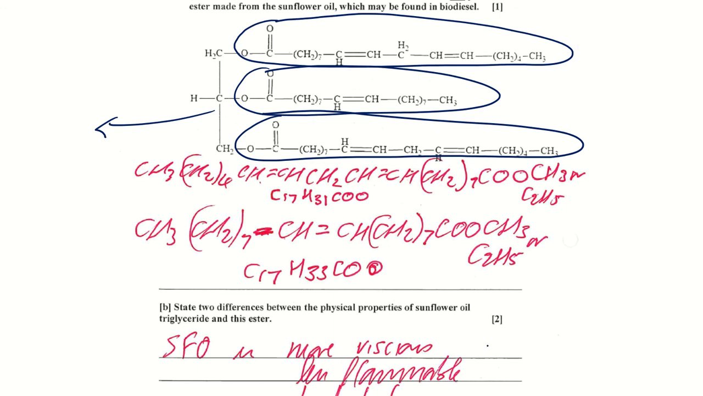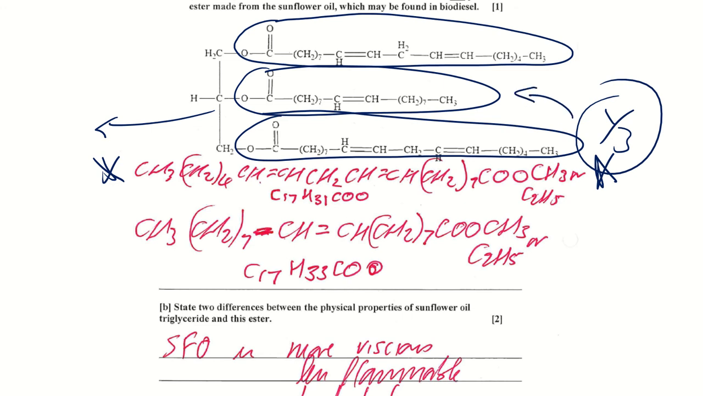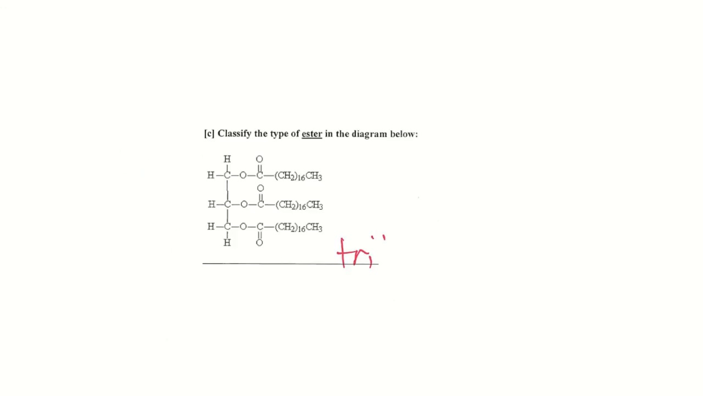It's going to be much more flammable because they're smaller, they're more volatile, they're easier to turn into gas and combust, and the ester is going to have a much lower boiling point and melting point. I think a lot of people actually got those the wrong way around. So remember the esters, this is the ester here, for example. It's only approximately 1/3 of the size of the actual triglyceride in the sunflower oil. So the van der Waals forces are tiny in comparison.